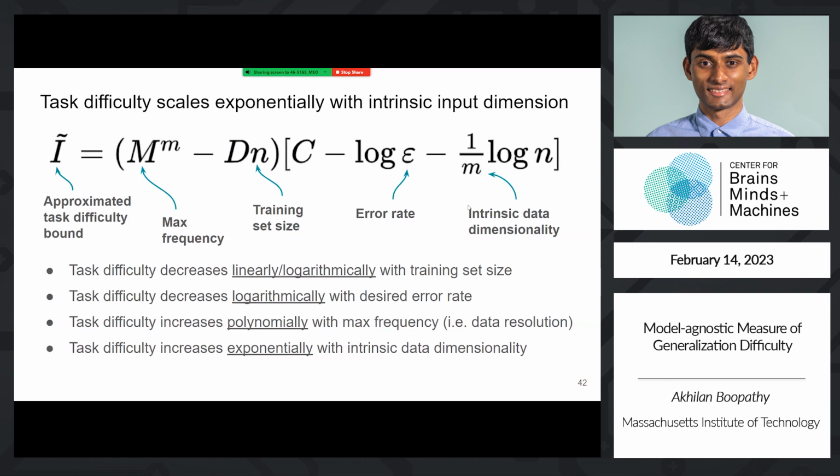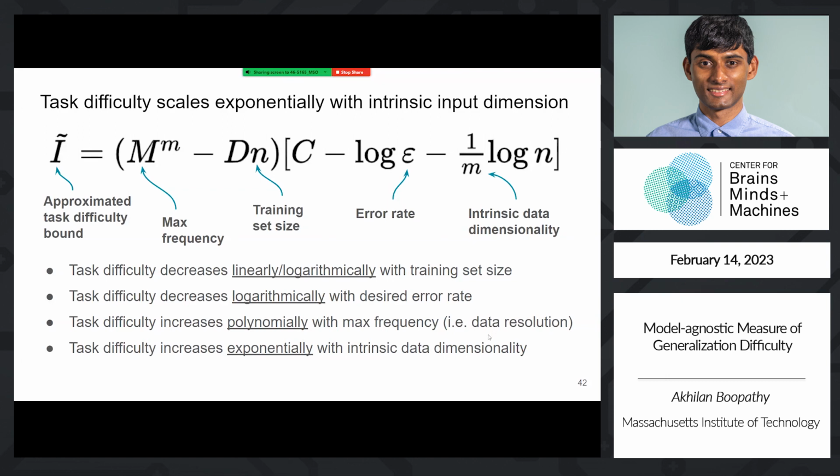So just to note some trends of how this bound varies with these different constants or variables. Task difficulty decreases with training set size, which we expect. We expect there's some trade-off between training set size and inductive bias. And the exact trend, whether it's linear or logarithmic, depends on the values of the other variables. Task difficulty decreases with error rate. That also makes sense. If we're allowing a larger error rate on the test set, then we don't need to provide as much inductive bias to solve the task.